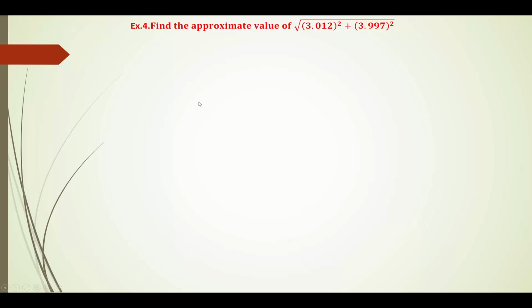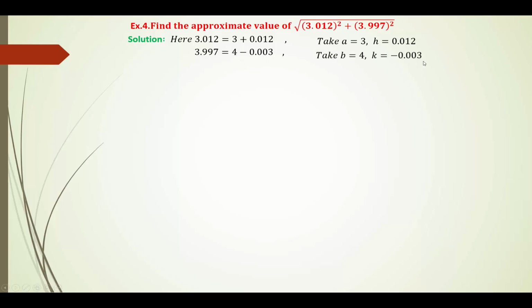Example number 4. Find the approximate value of square root of (3.012) square plus (3.997) square. Write the first value 3.012 as 3 plus 0.012, so take a equal to 3 and h equal to 0.012. Write the second value 3.997 as 4 minus 0.003, so take b equal to 4 and k equal to minus 0.003.